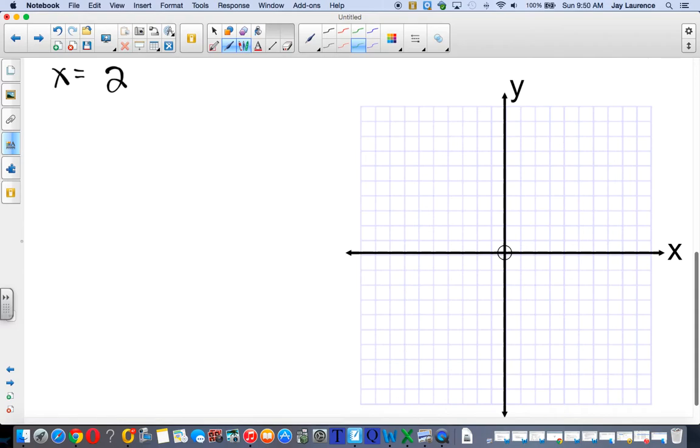First of all, y is not alone. There is no y in the equation, right? It's not in slope-intercept form. Second of all, there is no slope. No, there is no slope. We can still graph this line, and we'll go ahead and do that, but you can't find the slope of it.